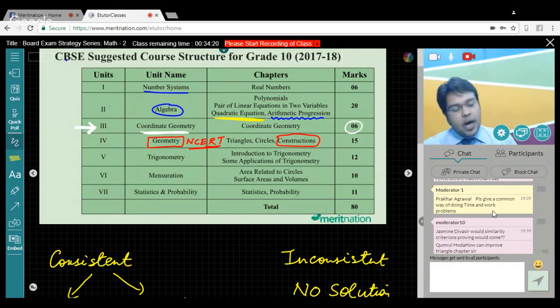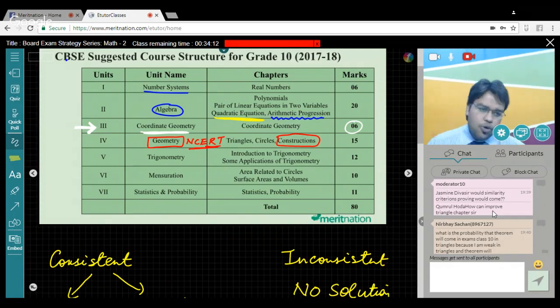But the application part is asked. The application of similarity, wherein you'll have to find the ratio of areas or the ratio of the sides, that would be asked. Proving as such of criterions will not be asked. I have mentioned this in triangles.